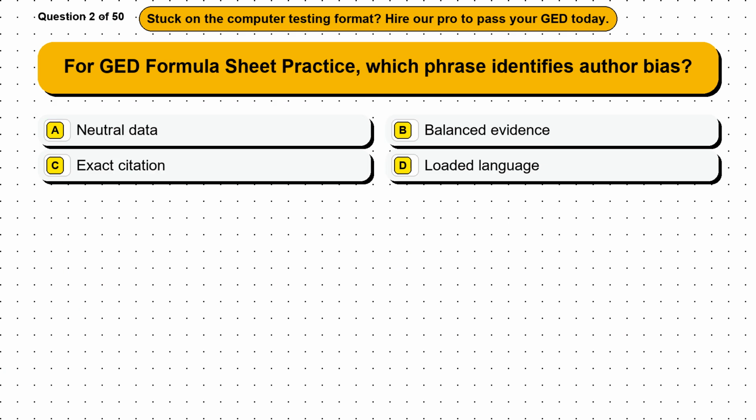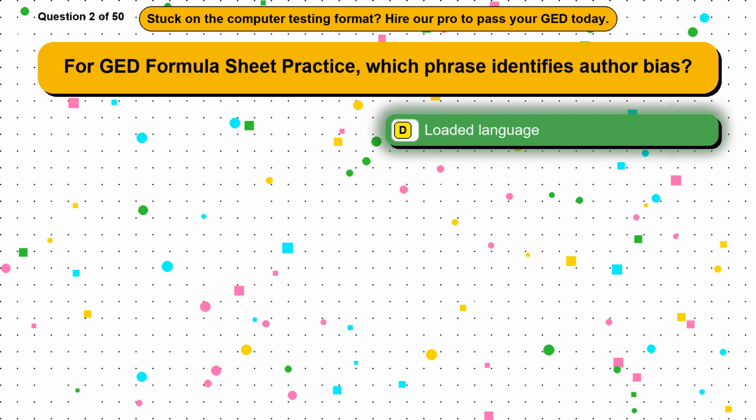Question 2. For GED Formula Sheet Practice, which phrase identifies author bias? Option A, neutral data. Option B, balanced evidence. Option C, exact citation. Option D, loaded language. The correct answer is option D, loaded language.